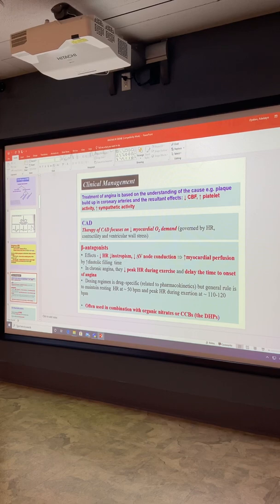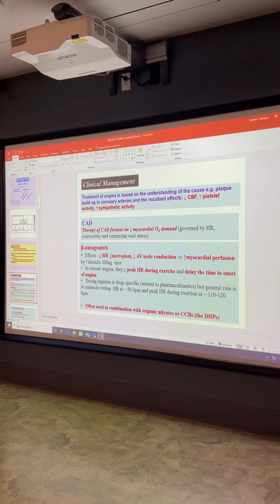And on top of it, it can also reduce the conduction of the AV node, so that it slows down the transfer of impulses from the AV node to the rest of the ventricles. By doing so, it allows the myocardial tissues to receive a little bit more oxygen. That's why you call it an increase in myocardial perfusion. That's what I'll tell you mainly about beta antagonists.